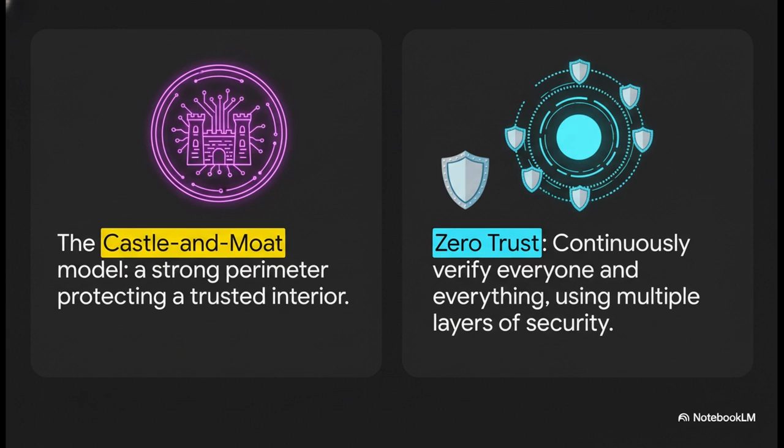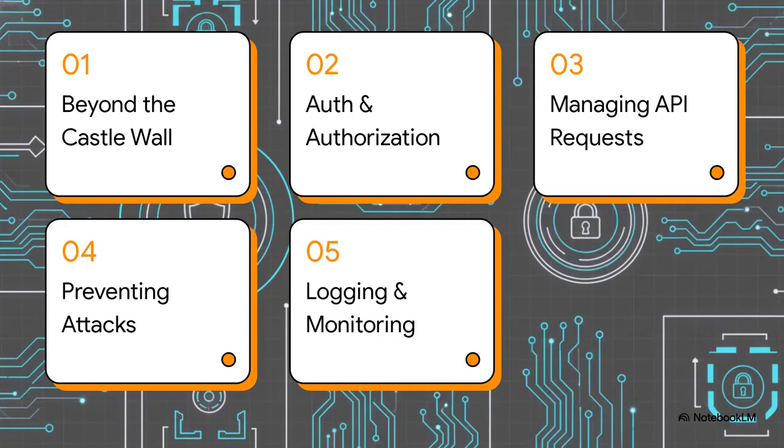And you build multiple overlapping layers of security, so if one layer fails, another one is right there to catch the threat. Honestly, this isn't just a good idea anymore. It's absolutely non-negotiable. So here's our blueprint for the fortress.